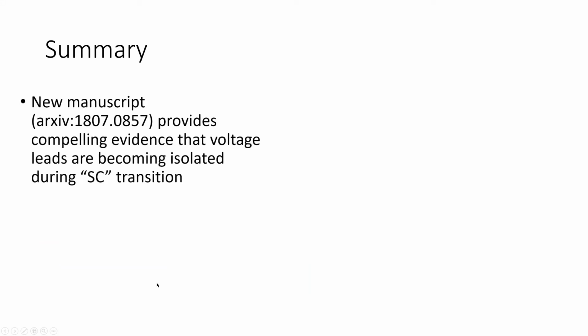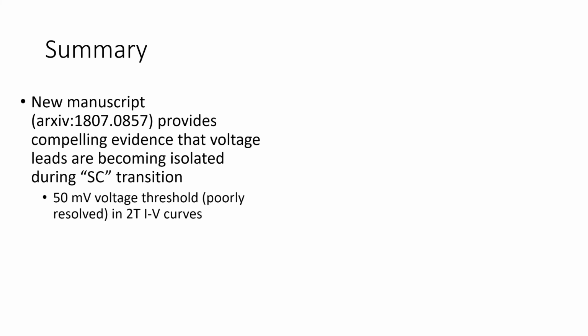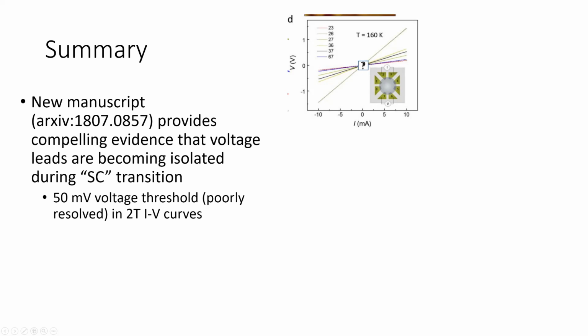So to summarize, this new manuscript, in my opinion, provides compelling evidence that the voltage leads are becoming isolated during what is claimed to be a superconducting transition. And there are two sets of data that are provided from Figure 1, the roughly 50 millivolt threshold, which is not well resolved in the data, but does seem to be clearly there. So this voltage threshold is actually seen in the two-terminal IV curves. So if you really wanted to know what was going on, you just need to basically provide higher resolution IV curves to see what's happening.